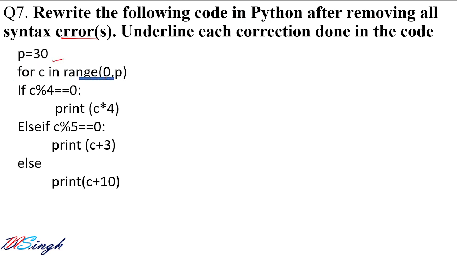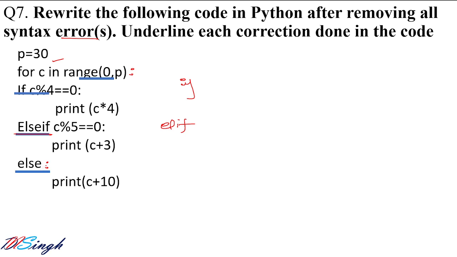Next line we have some issue here, that is a block statement must be terminated by the colon, and then if should be in small case because the keyword is if, not capital I F. Then we have print C star 4. Then again this is not a keyword in Python. Here we need to have elif. Okay, so this is another kind of error present here. And then we have the error of colon after the block statement.